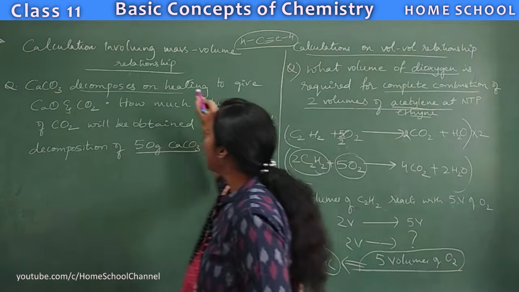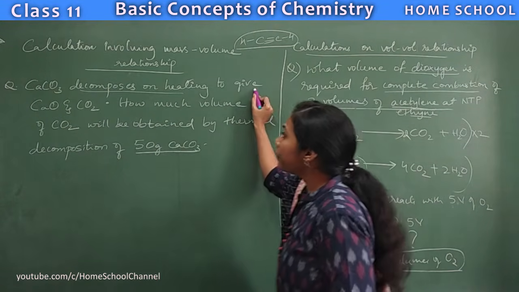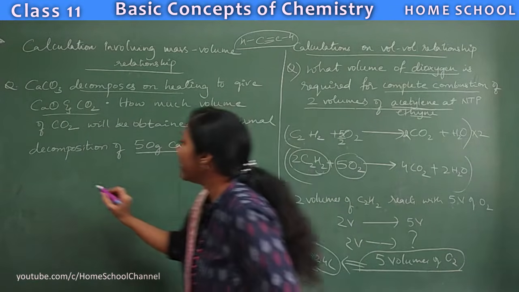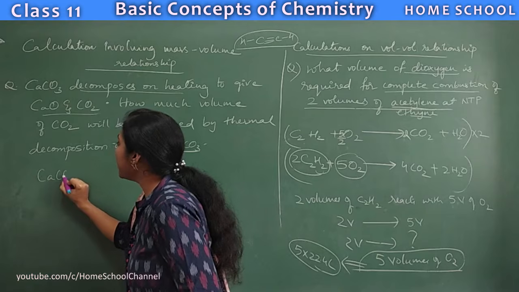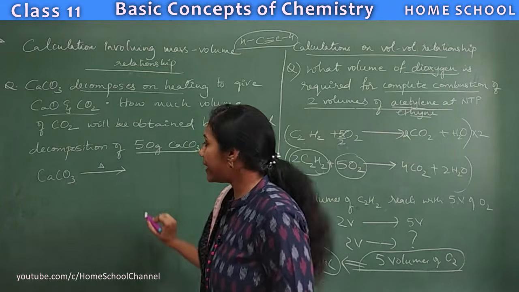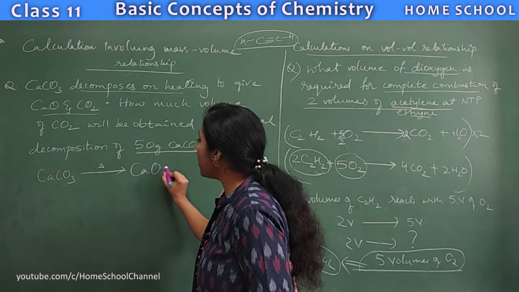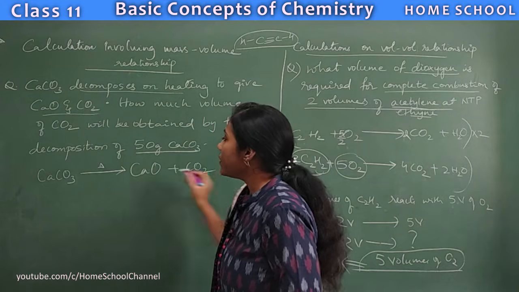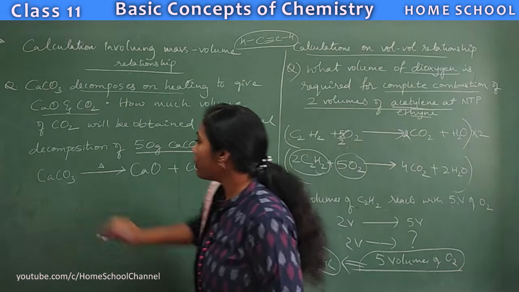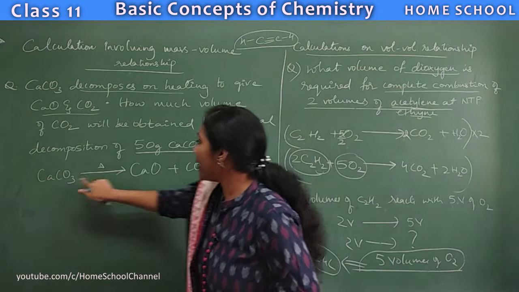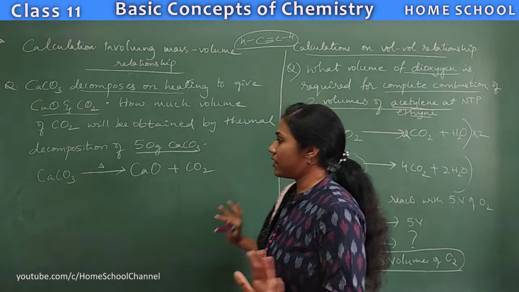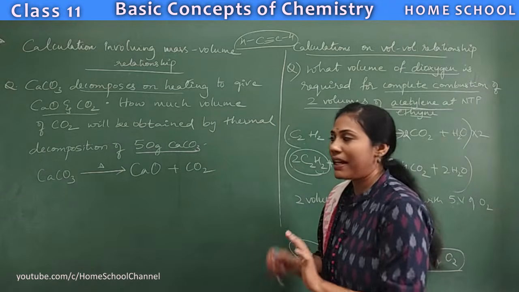Calcium carbonate decomposes on heating to give calcium oxide and carbon dioxide. Reaction they told, right? So calcium carbonate is there as a reactant. When it undergoes decomposition on heating, it gave you calcium oxide plus carbon dioxide. So this is our chemical equation. See whether it is balanced or not. One calcium, one carbon, 3 oxygens, 2 plus 1, 3 oxygens. Okay, it is already in a balanced form.